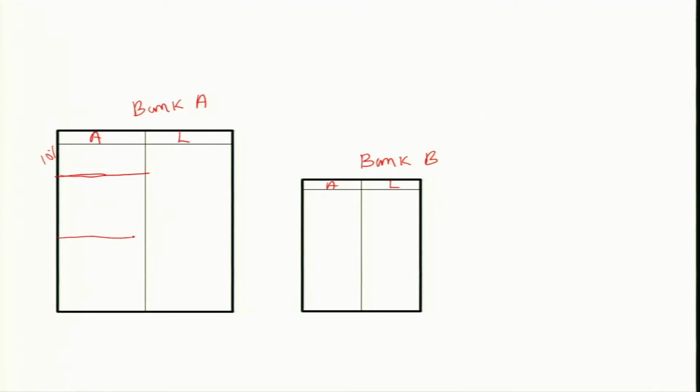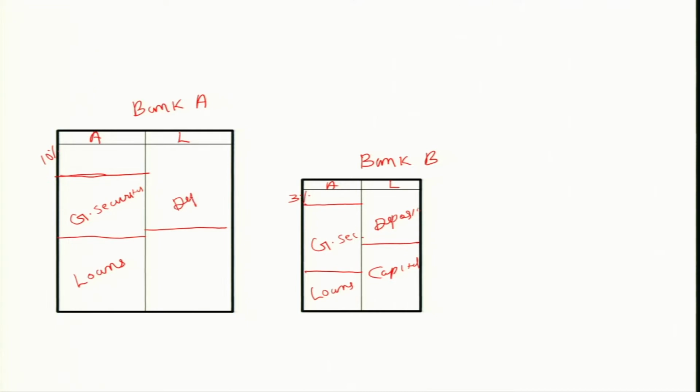And the remaining, these are the government securities, and these are the loans that they have given. In the same way, this bank has to keep only 3%, then this much is the government security, GSEC, and this much is the loan. Let's make it like that. And here, for example, this much is the deposit, that is the liability, and capital is the other component of liabilities, the equity capital. So here again, this much is the deposits and this is the equity capital.